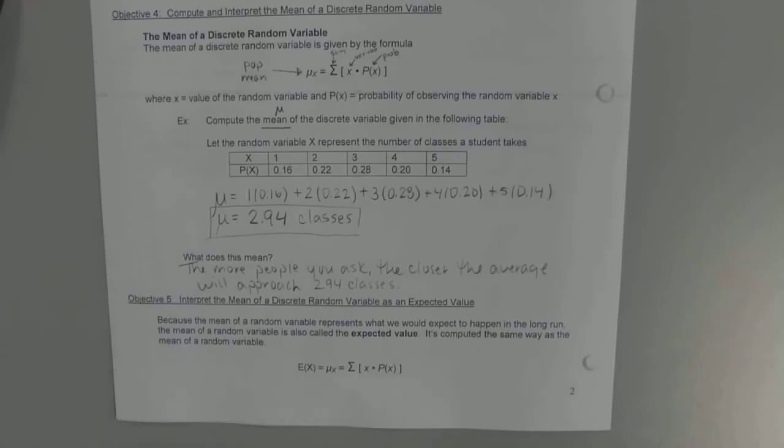Okay? What I'm going to do, I'm going to go around the room real quick and ask you how many classes you're taking this semester. I want to see what our average is in here, and I would guess that it's higher than 2.94. I would guess that it's closer probably to 4.